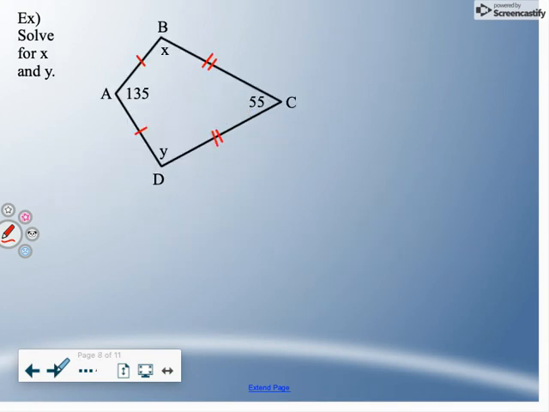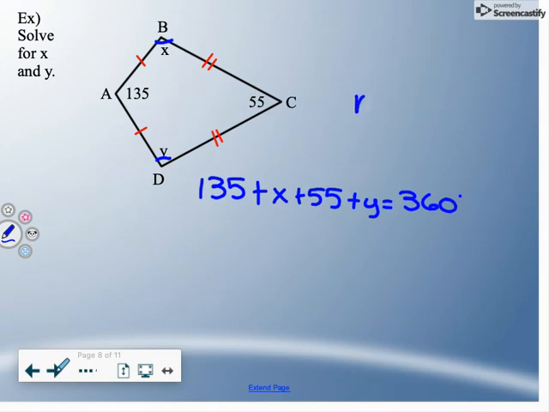This one's asking us for our angle measurements. One thing I want us to notice right away is that these angles are going to be congruent to one another, and those angles are going to be congruent to one another. So I'm going to first set it up. We know that since it's a four-sided figure, it's going to add up to 360 degrees. You could use n minus 2 times 180 to get to that.